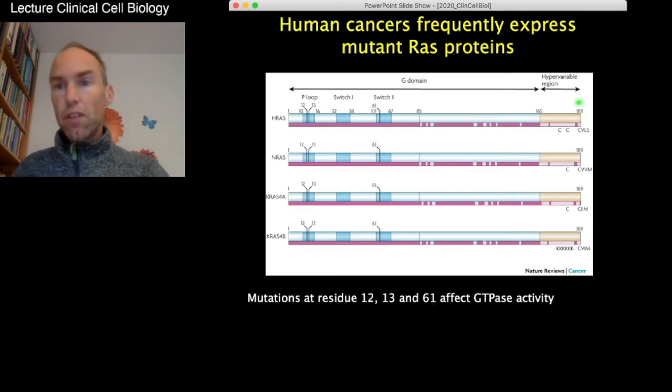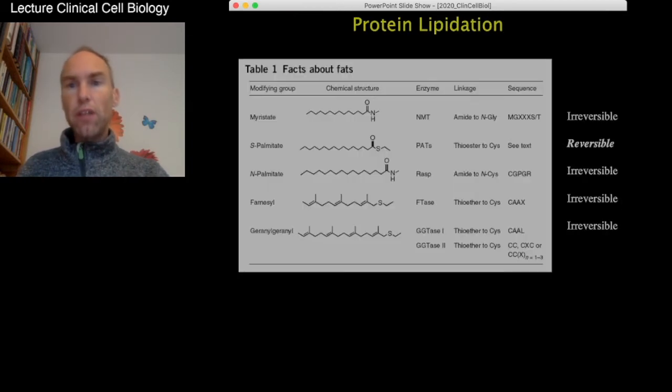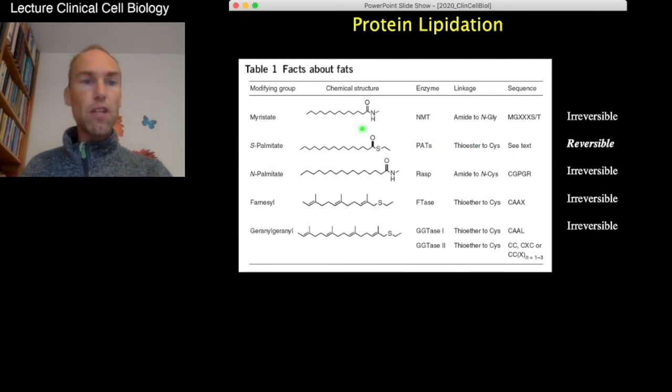Now, these proteins differ quite a lot at their C-terminus, and this C-terminus is also the region where fatty acids can be attached. Now, there are different fatty acid modifications that can occur on proteins, and they differ in their reversibility. So, for instance, we have myristate. This is attached to the N-terminus of a protein. If after the starting methionine a glycine is found, this glycine can be modified with a myristate, and this modification is irreversible.